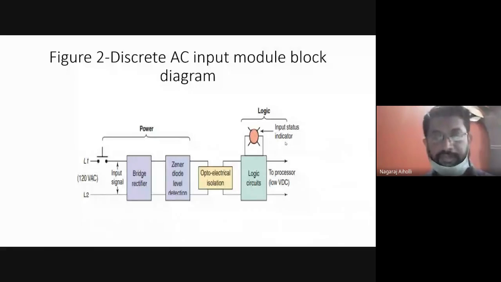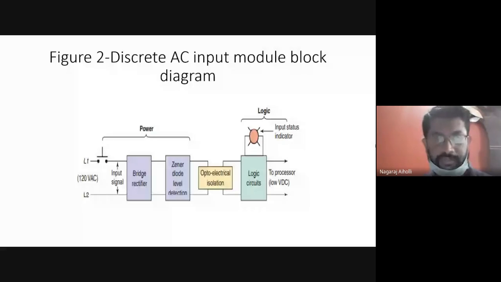Based on this, the logic circuits connected to this LED further convert the voltage from high voltage to low voltage DC. This is called regulating the voltage. Voltage regulators are used, which convert high voltage DC to low voltage DC. Then that low voltage DC is applied to the next required part of the circuit, that is the PLC. So this is the normal block diagram of the AC input module of the PLCs.